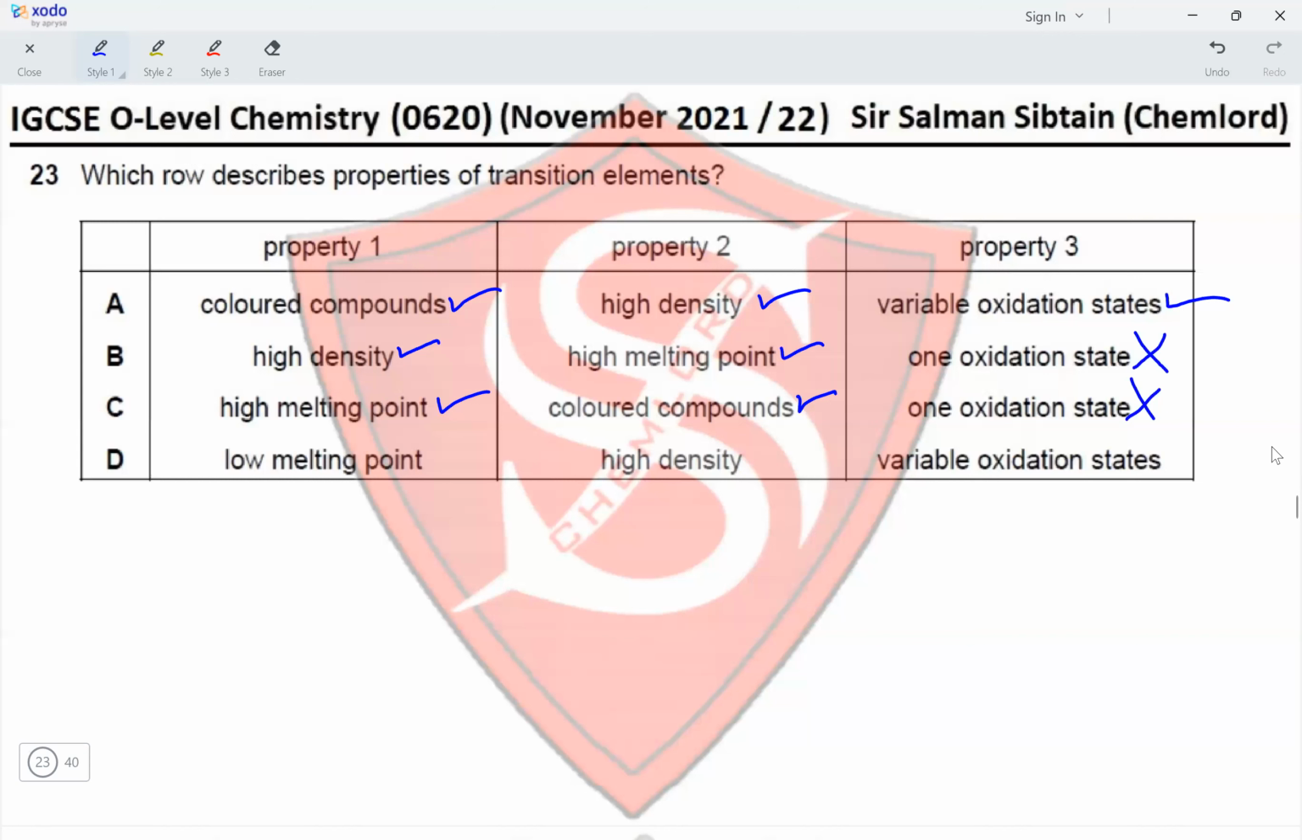No, transition elements have high melting points. They have high densities and they've got variable oxidation states. Options B, C, and D each have one property listed which is not true for transition elements, making option A the correct option for this question.